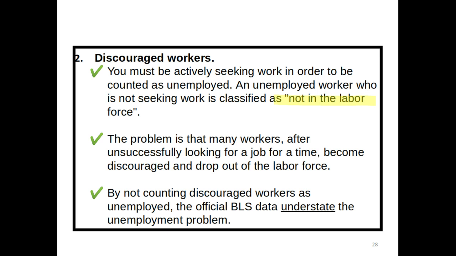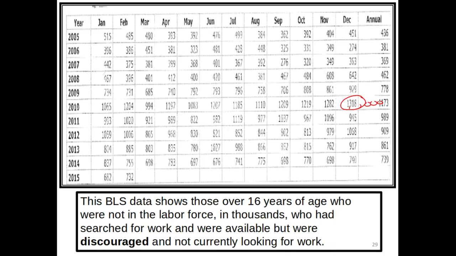Discouraged workers. So this is the idea of people who are willing and able to work. They want a job and they've been looking, but they get discouraged and they stop looking. As soon as they stop looking, they're no longer considered part of the labor force. They go into that category of not in the labor force. So this makes our unemployment rate look better than it is. It understates what's going on with unemployment. So you can see discouraged workers goes way up once again in the Great Recession and goes down since then.